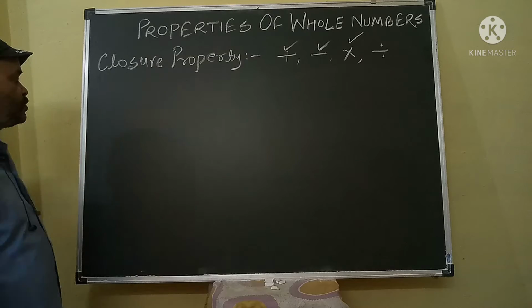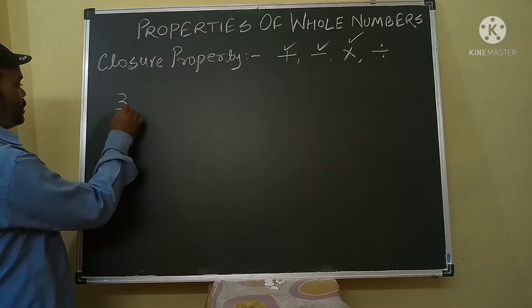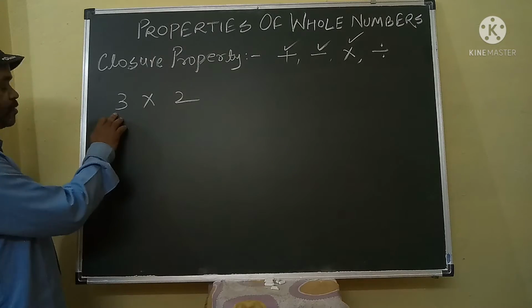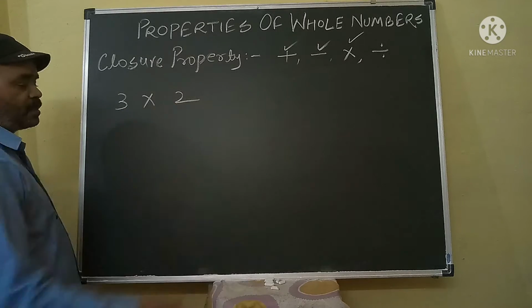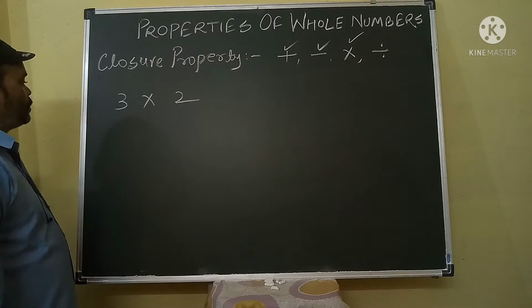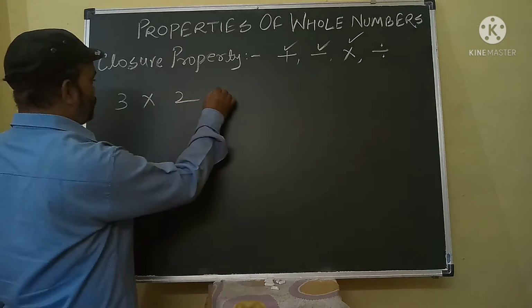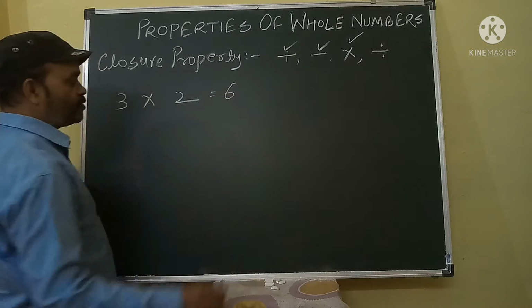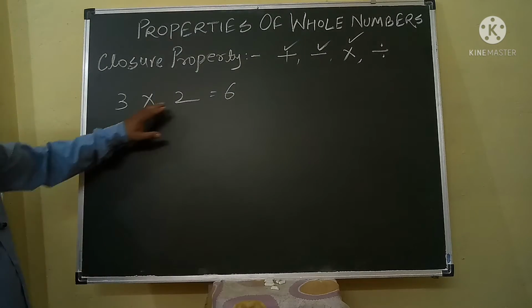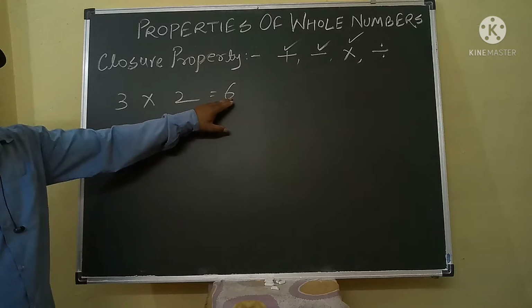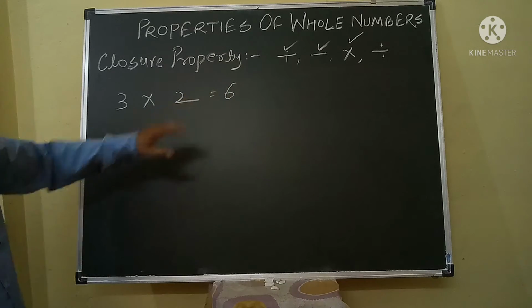Suppose you have two whole numbers, 3 and 2. 3 is a whole number and 2 is a whole number. What is the product of these two whole numbers? 3 into 2 is equal to 6, and 6 is a whole number.